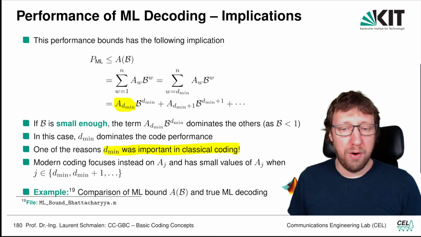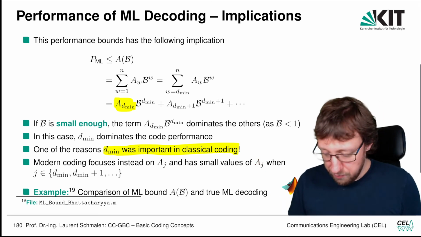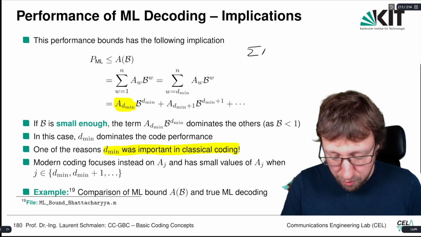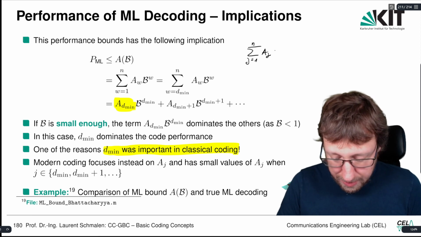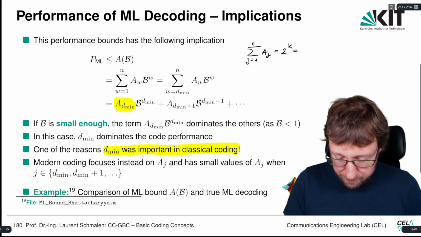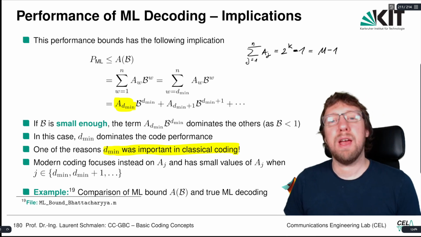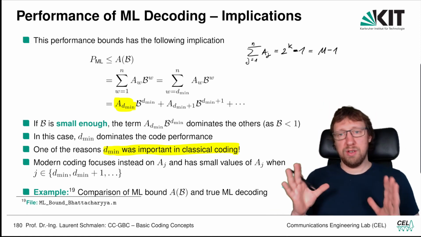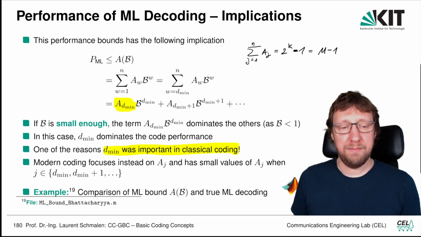And therefore, we like to have small values of AJ. I mean, what we have in total is the sum over all AJ, J from 1 to n, is equal to 2 power k minus 1, which is equal to M minus 1. So we cannot freely choose because we always have the constraint that the sum of the weight enumerator must be constant. It's not something that we can really select.